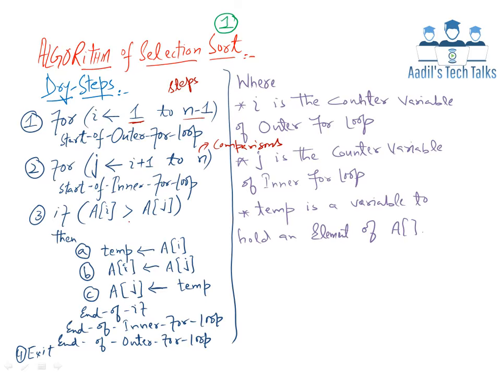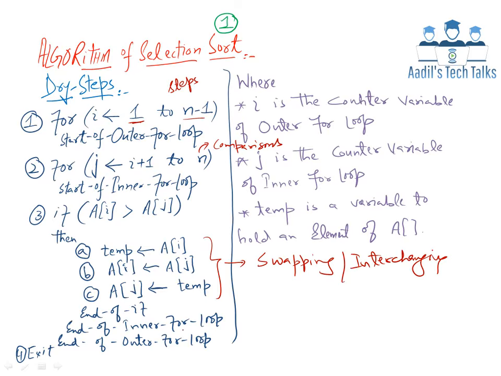Now this is the condition. If ai is greater than aj, that is, the selected element is greater than the current element of the array, then these are the three steps: temp gets ai, ai gets aj, and aj gets temp. Now these three steps collectively are called swapping or interchanging steps. Okay, so this is the end of if.